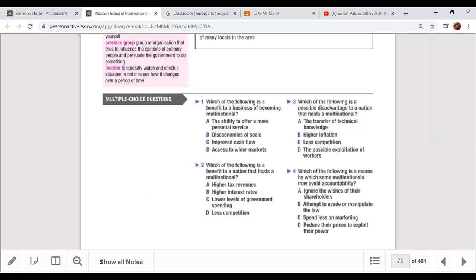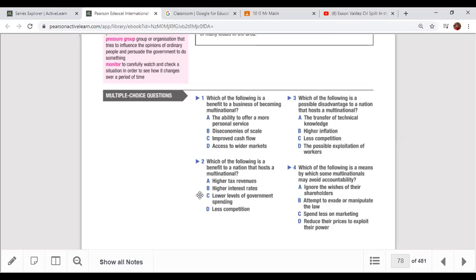Okay, answers are coming. Yes, the answer is D, correct, access to wider market. Question number 2, I'm asking Ammar: which of the following is a benefit to a nation that hosts a multinational? Options: high tax revenue, high interest rate, lower levels of government spending, less competition. A benefit to government is not less competition. The benefit to government is high tax revenue. They can increase the tax revenue from the multinational.